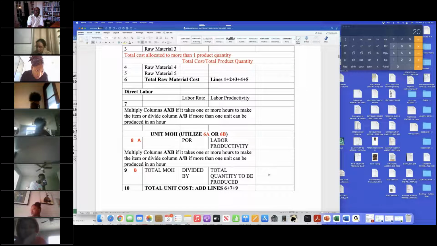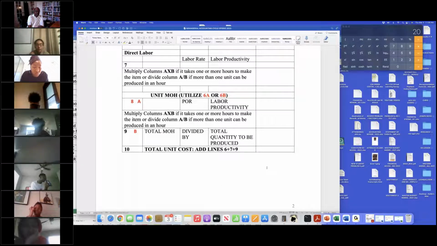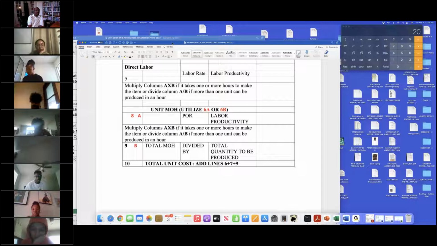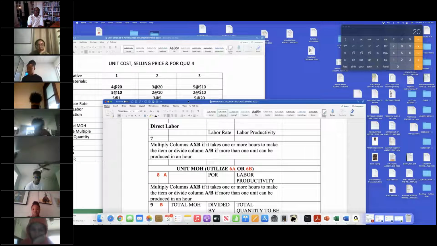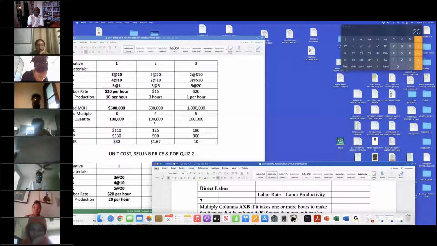That will give you the unit cost, and you simply add those items together. If you had a selling price multiple, you simply multiply that multiple times the unit cost to get the selling price. So everybody take 5 minutes and work out that first scenario in that quiz, unit cost selling quiz 1. So all I want now is situation 1.